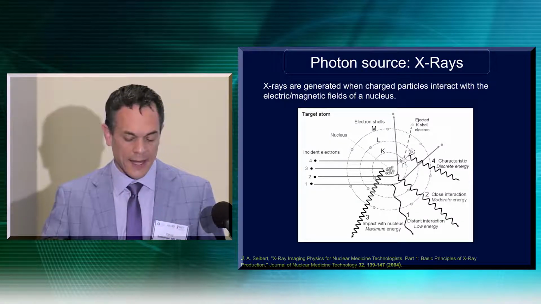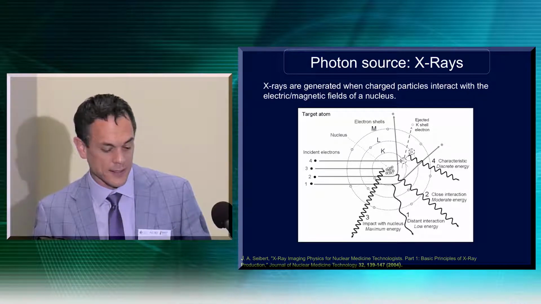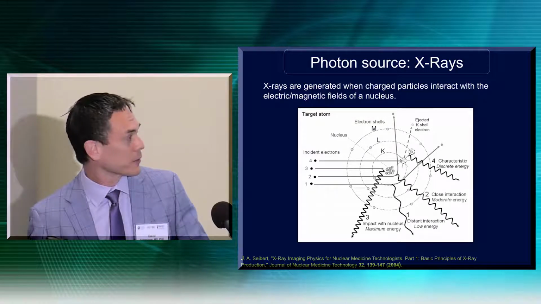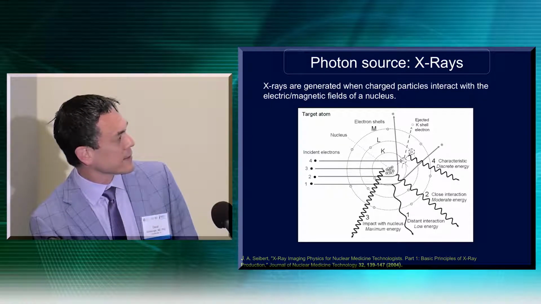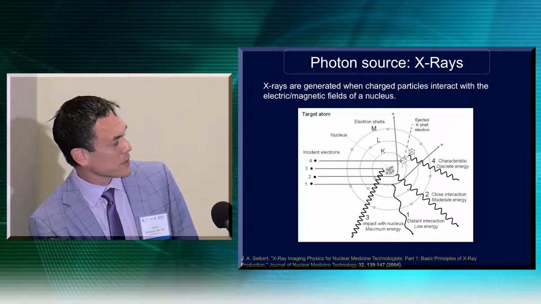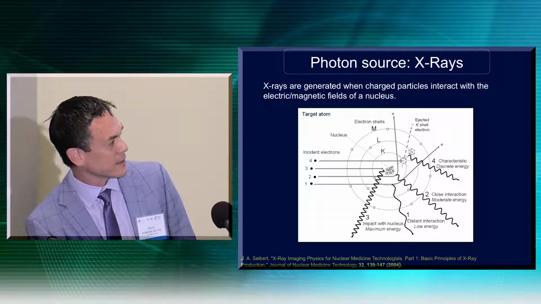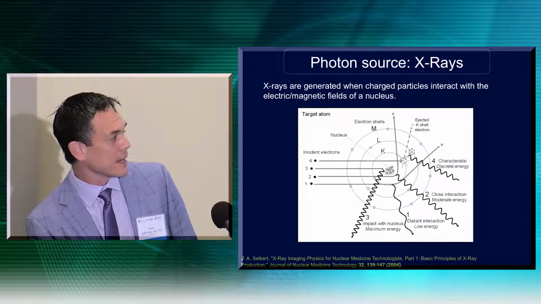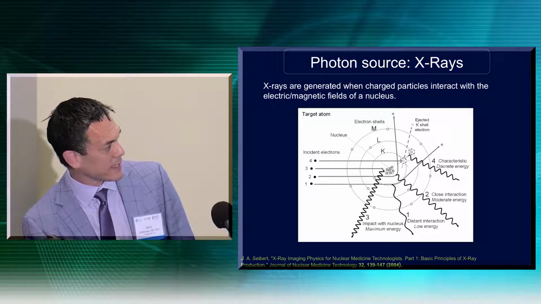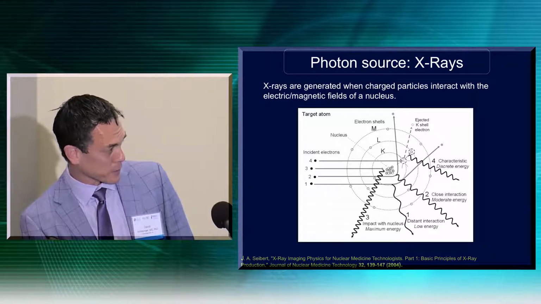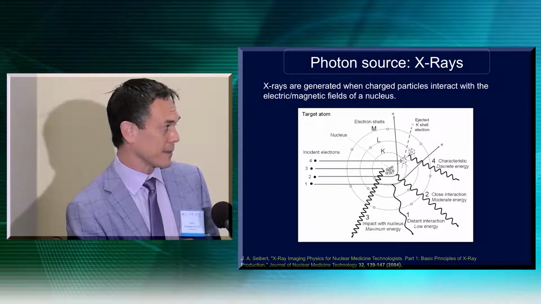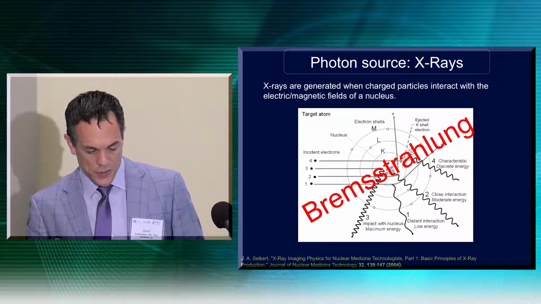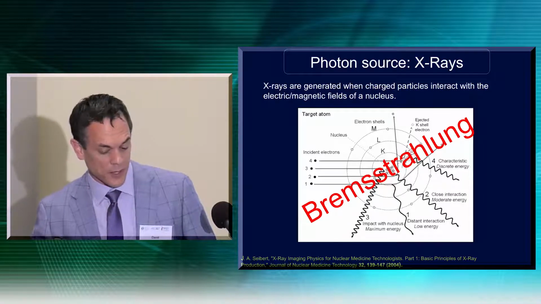Okay, so the other way we get photons is via X-rays. X-rays are generated when charged particles interact with the electric and magnetic fields of a nucleus. You can see that represented here where you've got some incoming electrons, and depending on how close they get to the nucleus, they decelerate at different amounts and bend. And when they bend, they release X-rays at different frequencies. So for any given event, we're going to get a different frequency photon, which is why, again, we refer to Linacs in units of MV instead of MeV. So that is called Bremsstrahlung interactions.